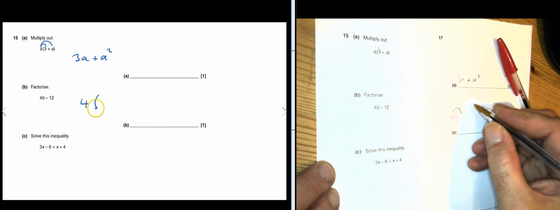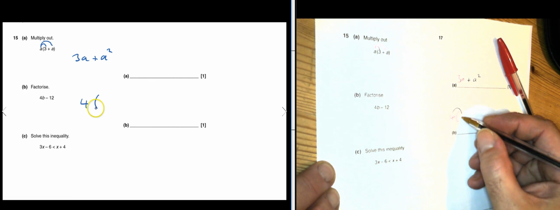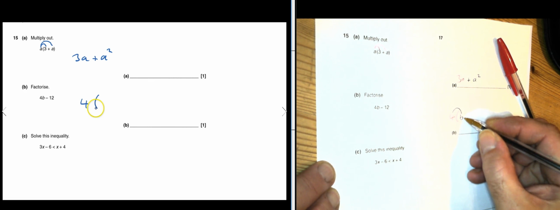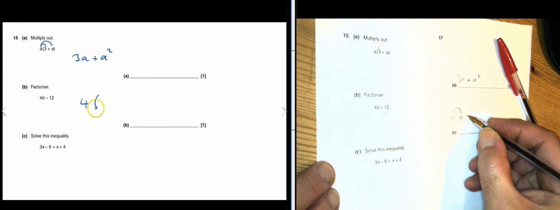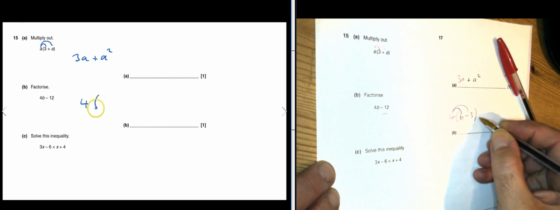So this I've needed some help. So I take out a 4, and then I'm thinking, I've got the idea about what's happening up here, so I'm going to try it myself. 4 times something has got to give me 4b. I think that's going to be 4b. And then 4 times something has got to give me the minus 12. I think that will be minus 3. That will give us minus 12. So I think it's that.